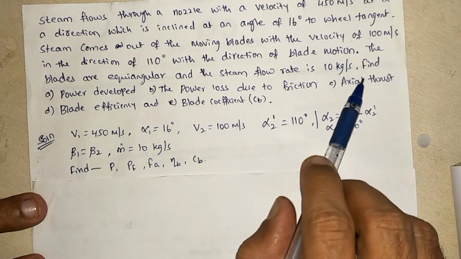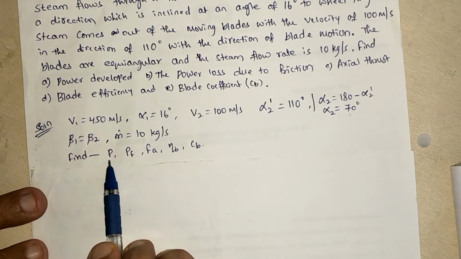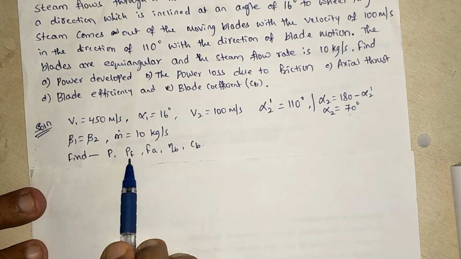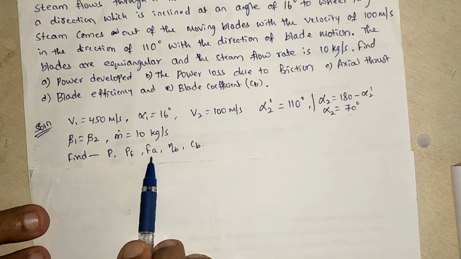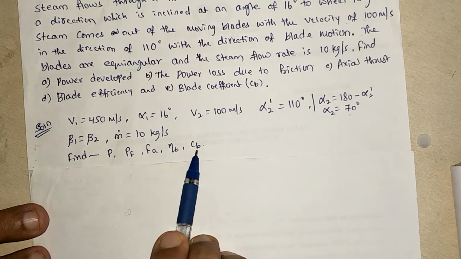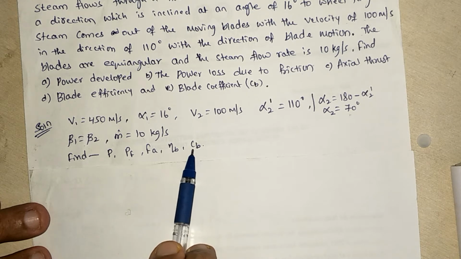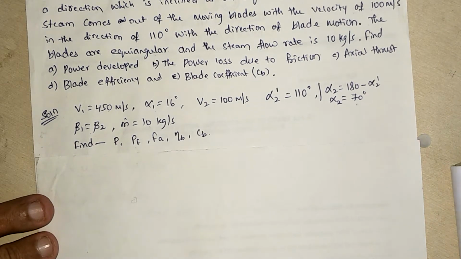So here we need to calculate power developed, then power loss due to friction, that we call PF. Then we need to calculate FA, that is axial thrust, then blade efficiency, right? Then we need to calculate blade coefficient. CB is the blade coefficient, that is VR2 by VR1. Okay, so we try to solve this problem.